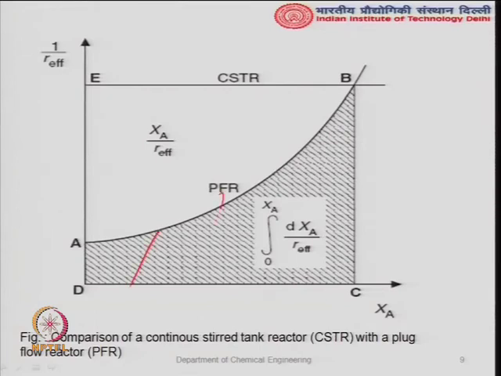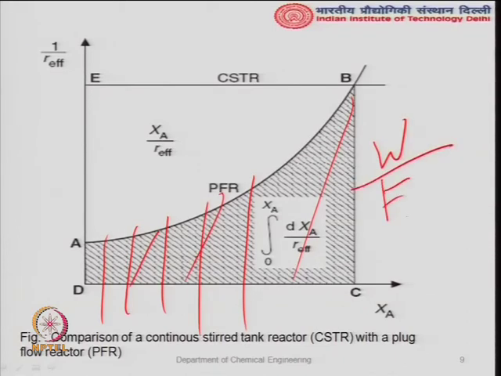The area under this curve: for any differential section, dX_A upon -R_A is your W by F_A0. So the area under the curve, which is the integral from 0 to X_A of dX upon -R_A, can be found by numerical integration, by the trapezoidal rule or Simpson's rule. Or you can divide it into several triangles and rectangles and find the area. This is your W by F_A0, that is the meaning of contact time or space time.